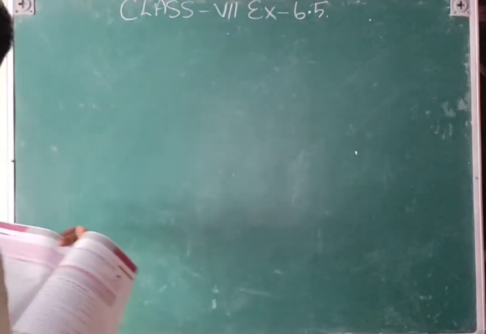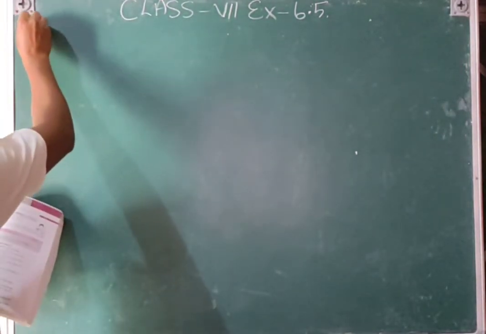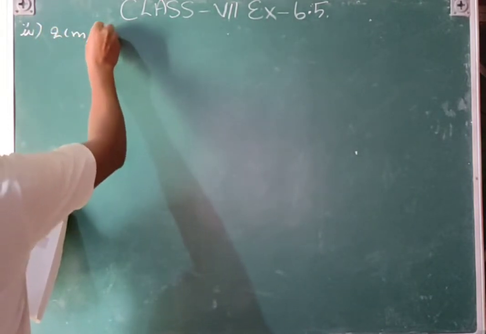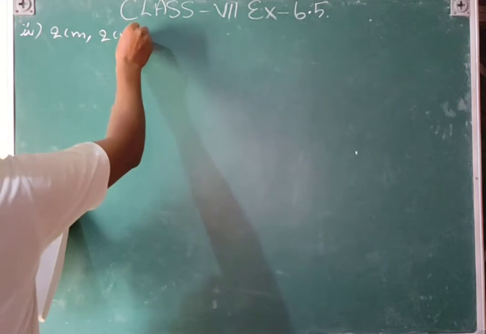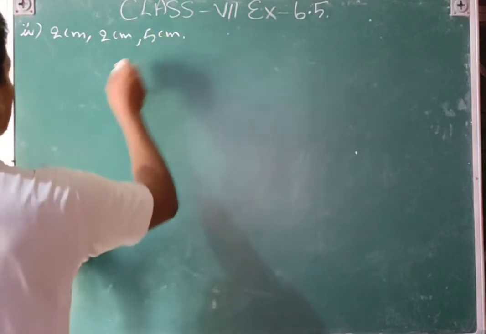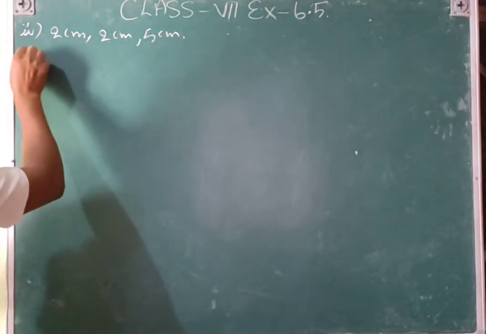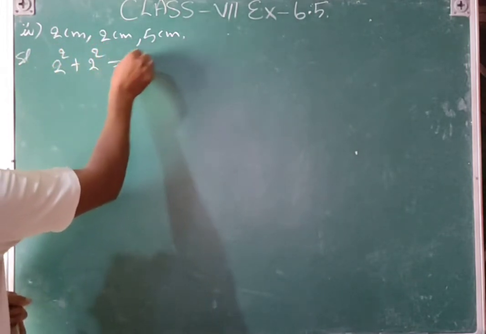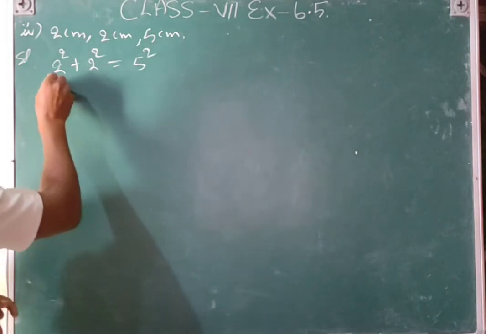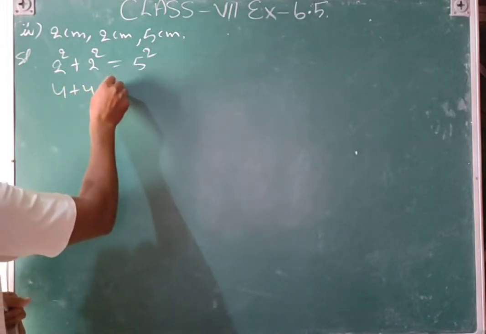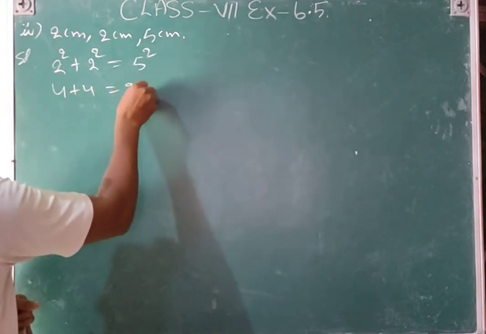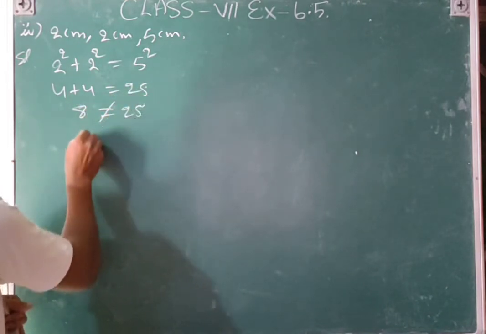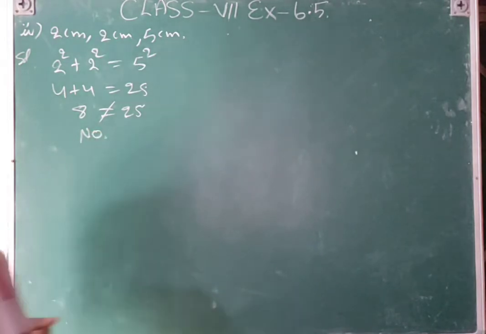And then second part, similarly you will see. 2 centimeter and then 2 centimeter and then 5 centimeter. So the sum of squares of the smaller two sides should be equal to the square of the greater side. So 2 squared is 4 plus 4 is equal to 25. So 4 plus 4 is 8, not equal to 25. So no, that will not be possible.